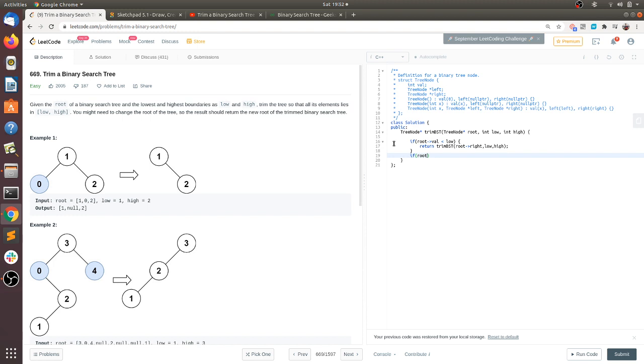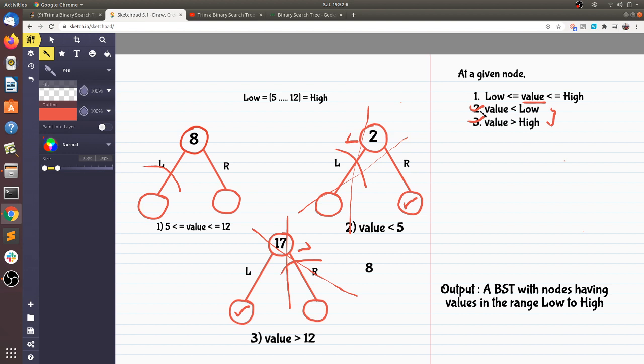Similarly, if my value is greater than high, then I should ignore myself as well as the right subtree, and my answer will be the same as the answer of my left subtree, correct? This is case 2 and case 3. So it's nothing, it's whatever cases 2 and 3 that we discussed. Okay, so the remaining case is when the value of the node lies in the boundary.